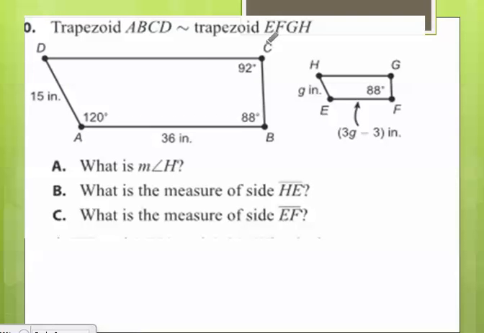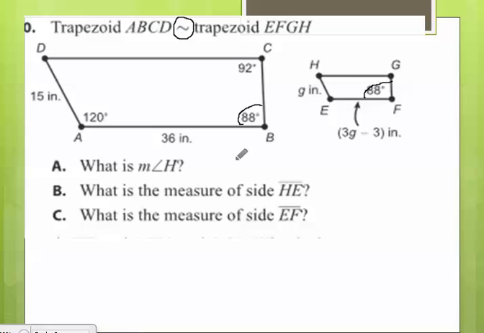Okay. Now, here I've got two trapezoids, and they're saying they're similar. Similar is this symbol right here. It means that they are in ratio to each other. It means that the sides are in ratio and the angles are going to be the same. Notice how I've got this angle right here is 88. Okay, we've got a common angle here, 88 degrees.